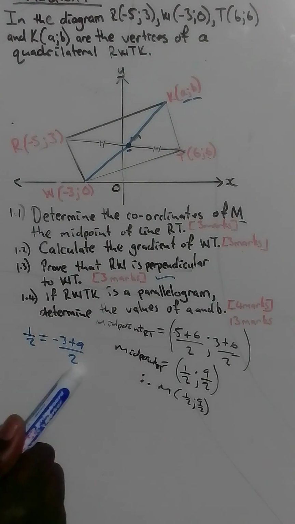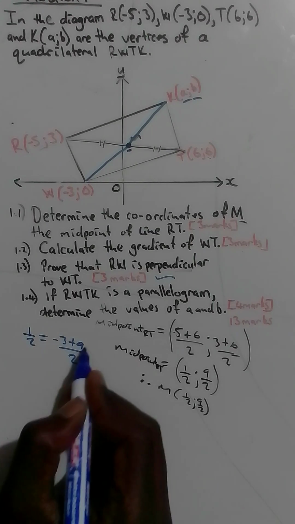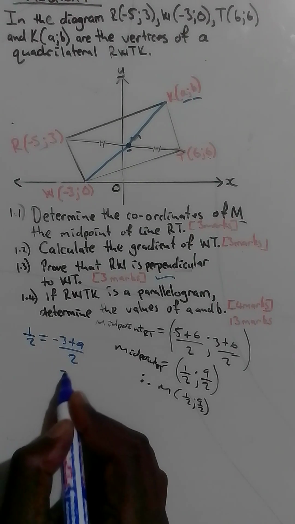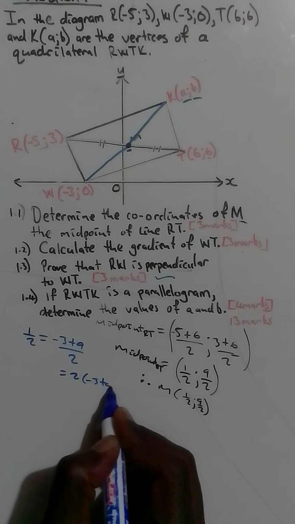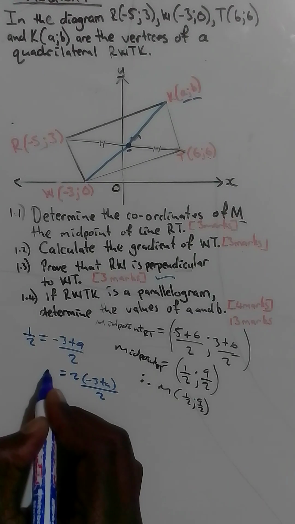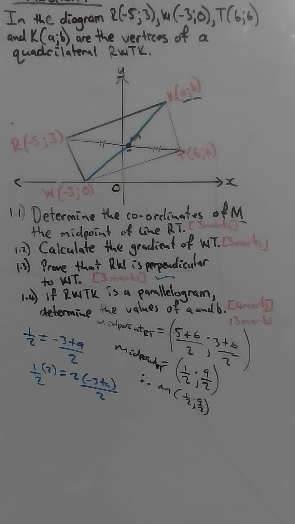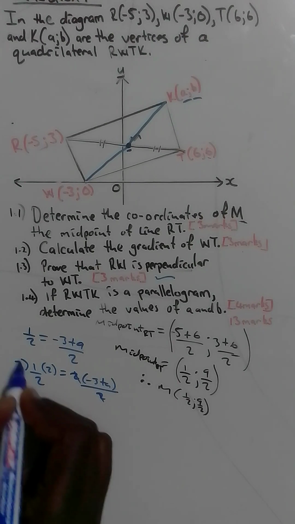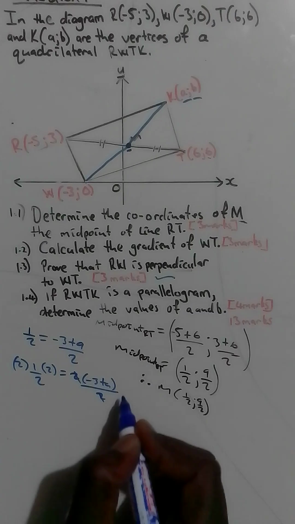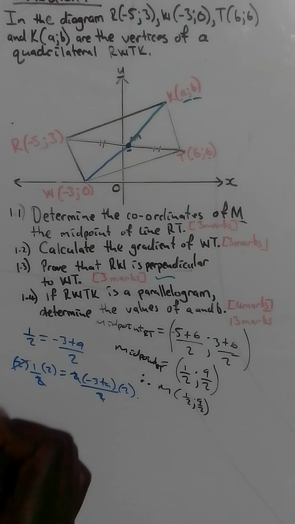Now I need to get rid of these two denominators. So I multiply by 2 this side, and I've got -3 plus A divided by 2. I multiply by 2 on the other side, I've got 1/2 there. Now this 2 cancels out that 2, right? Now I need to get rid of this 2, so I multiply by 2 on the left hand side, and I multiply by 2 on the right hand side. This 2 cancels out that 2.